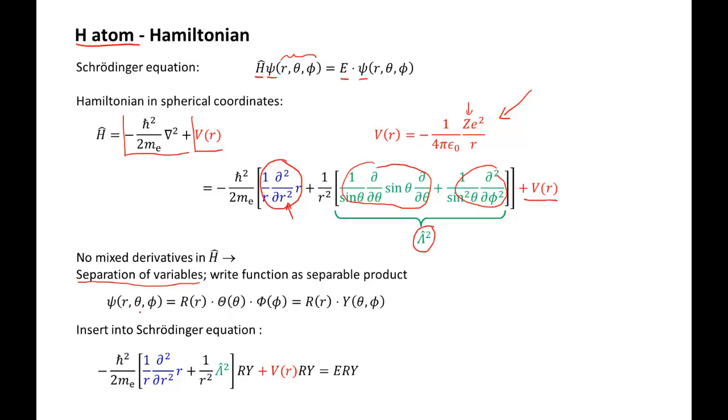We're going to write psi as a product of 3 functions, a radius function, a theta function, and a phi function. We're going to collect the 2 angle dependencies into a single function, uppercase Y. And our main goal will be to determine R and Y. If we insert this R times Y for psi into the Schrödinger equation, we get the following expression. It looks fairly complicated, but we have RY spelled out, and we can now simplify.